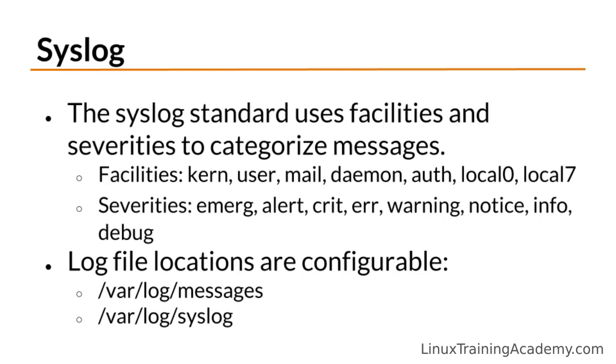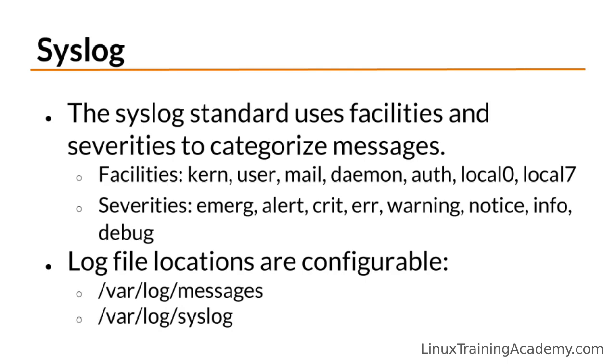The syslog standard uses facilities and severities to categorize messages. Each message is labeled with a facility code and a severity level. The various combinations of facilities and severities can be used to determine how a message is handled. Facilities are used to indicate what type of program or what part of the system the message originated from. For example, messages that are labeled with a kern facility originate from the Linux kernel. Messages that are labeled with a mail facility come from applications involved in handling mail.